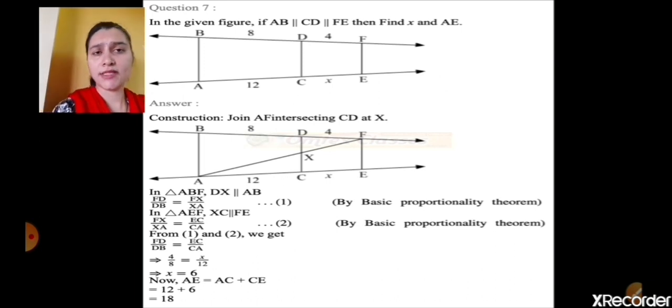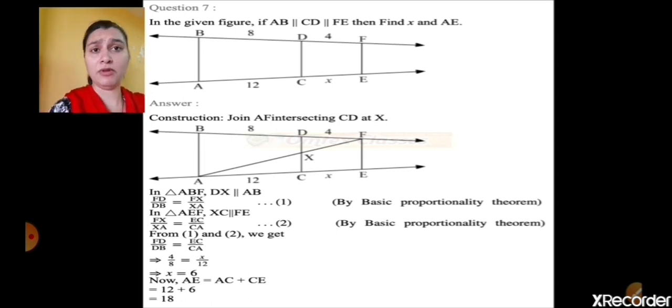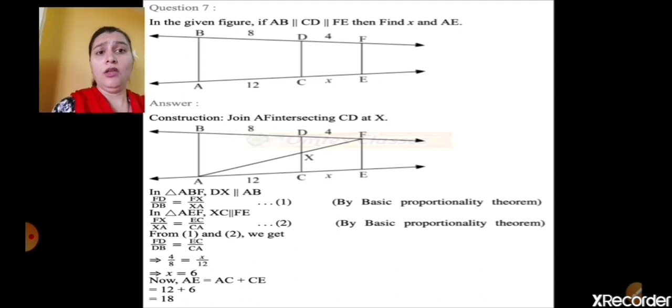And by BPT theorem, same thing I will do with the second one. In triangle AEF, XC is parallel to FE. When I am reading out, you have to see the diagram. It will be very easy for you to answer it. So when I am saying XC is parallel to FE, see the diagram. You can write the ratios. FX upon XA is equal to EC upon CA. Equation 2 by BPT theorem.